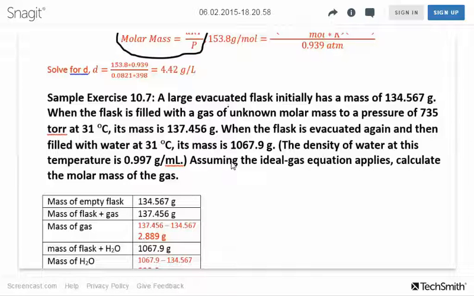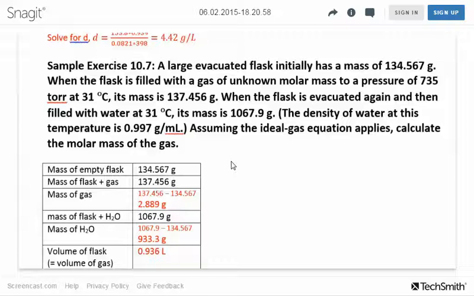We have a large evacuated flask. So they give you the mass of an empty flask. They give you the mass of the flask after you fill it up with gas. So if you take the difference between those, you should end up with the mass of the gas. And what else do they do here?